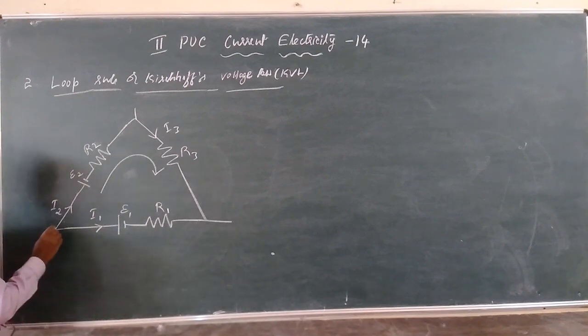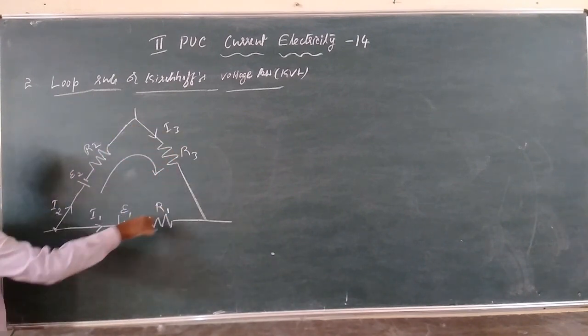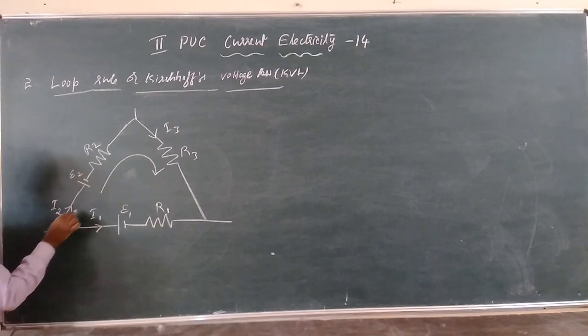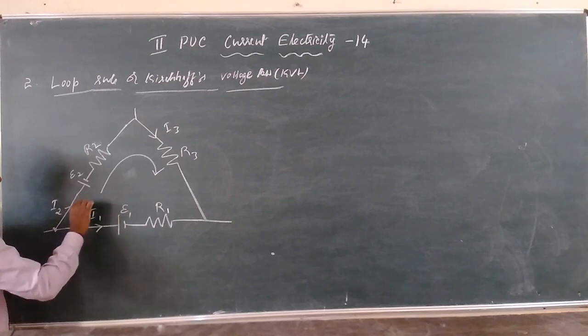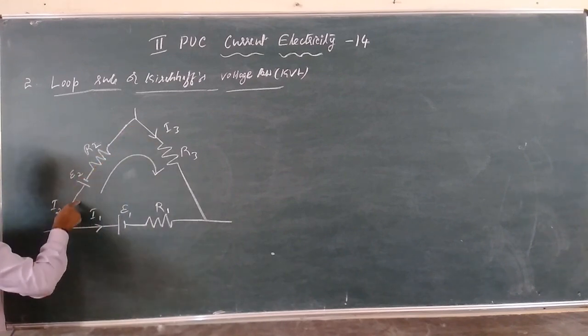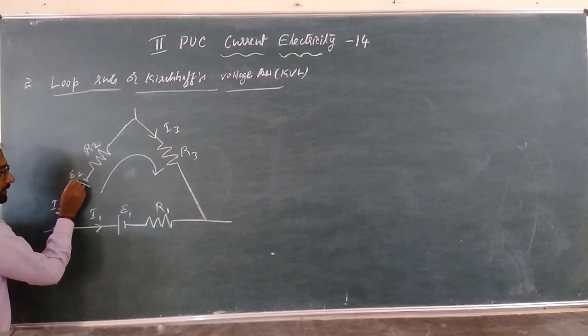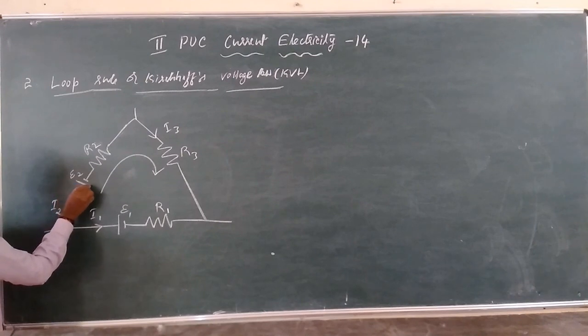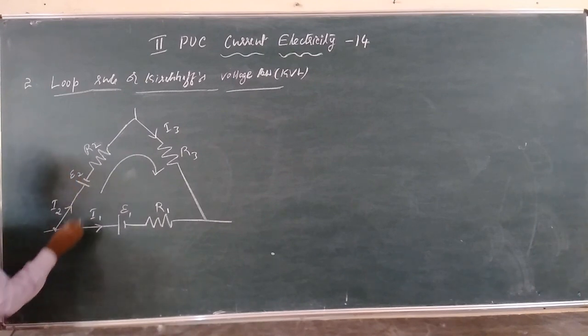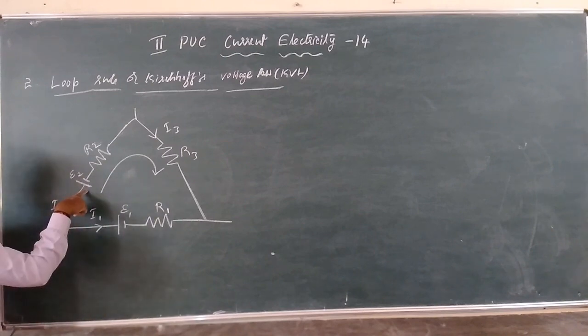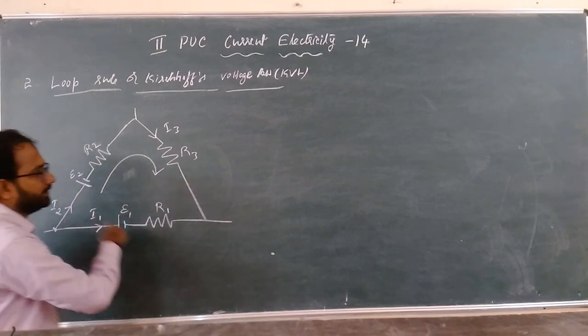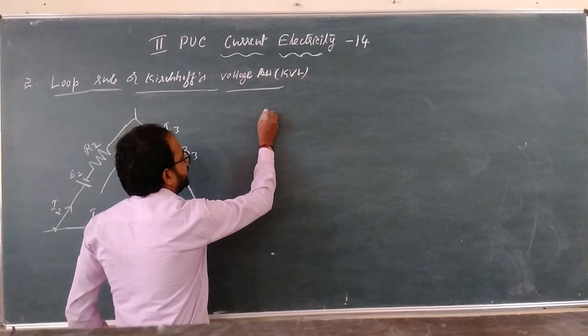Starting from here, I am moving in the clockwise direction. If I consider this second branch, I am getting the positive electrode first, then the negative electrode. So I find the positive electrode first, therefore the EMF is positive. So, plus E2.